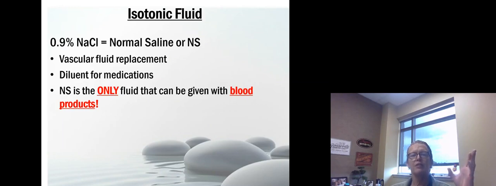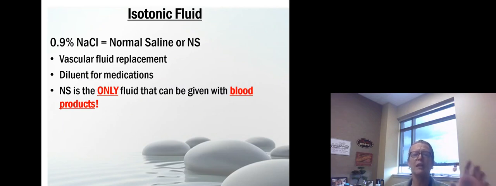An isotonic solution, as I've already mentioned, is normal saline. 0.9% sodium chloride is an example of such. It's basically a vascular fluid replacement. It's going to go into the vascular space and stay in the vascular space as long as the patient is not dehydrated or in fluid overload. It's a common diluent for most medications.